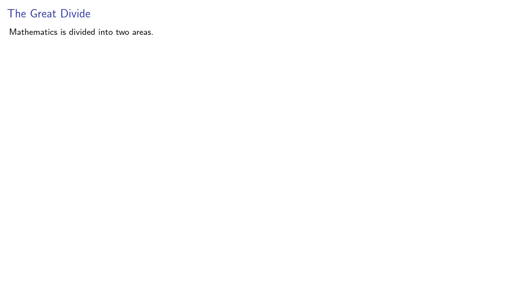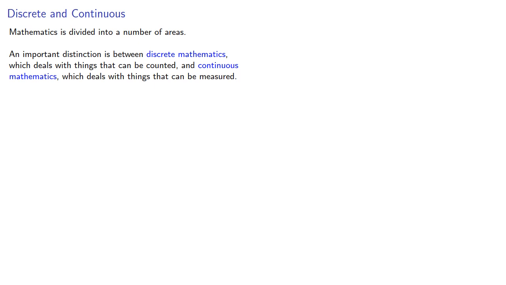Mathematics is divided into a number of areas. An important distinction is between discrete mathematics, which deals with things that can be counted, and continuous mathematics, which deals with things that can be measured.